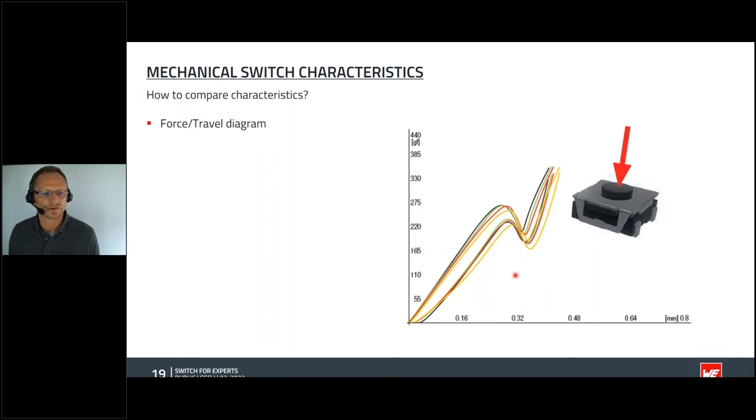You're just on the end position here. And this is how to read this kind of diagram. And this is a typical curve for a tact switch. So by only reading this kind of diagram, I can assume what type of switch this is, because every type of switch has a different sort of curve.